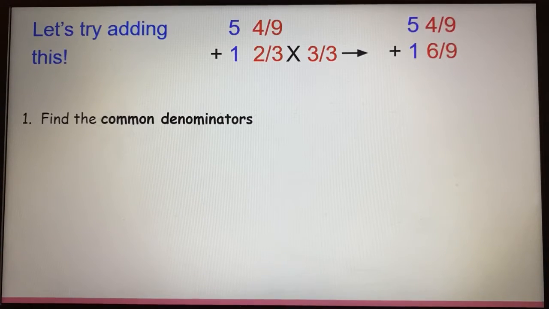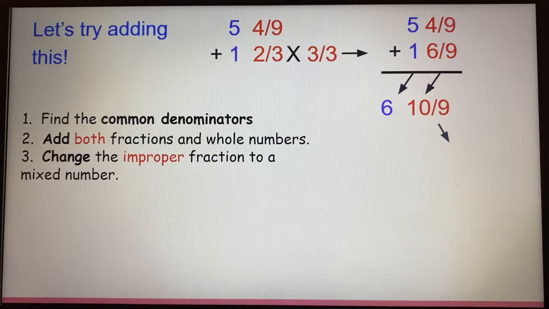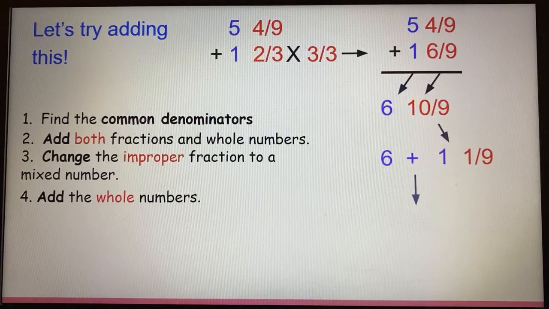Now we can add our numerators together. So let's add both the fractions and the whole numbers. And we get 6 and 10/9. But we can't stop here because our numerator is bigger than our denominator, which means it's improper. So we need to change the improper fraction to a mixed number. We say 9 goes into 10 one time, and there's a 1 as a remainder, and we put that above the 9. And now we have 2 whole numbers that we have to add together. 6 and 1 make 7 and 1/9.